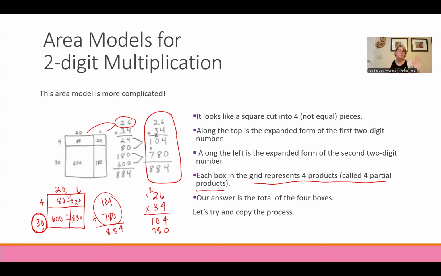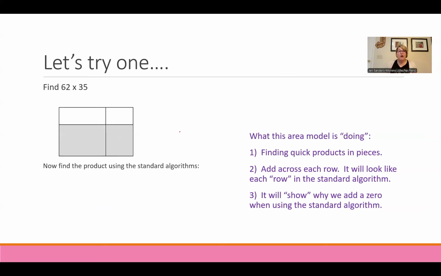So let me show you that this really isn't that awful. I'm going to do a couple problems start to finish so you can see it in action. Okay, so here's one. They've already kind of drawn the box for us. So the first thing I'm going to do actually over here is write my 62 times 35. So that 62 is what's going to go across the top.